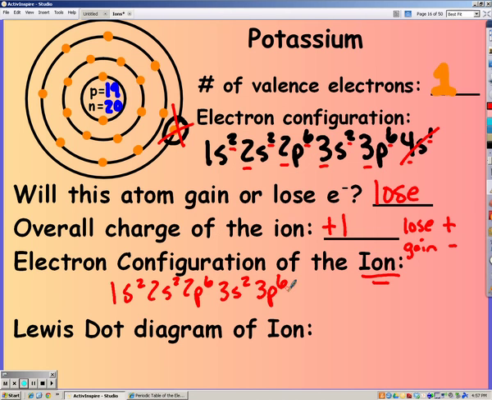If we were to draw the Lewis dot diagram of potassium, potassium would have 1 valence electron. But for the potassium ion, notice we've removed that outer electron, and so we do not have any valence electrons. So we're just going to have the box and a +1 charge. So we still have the fourth ring, it's just empty now.